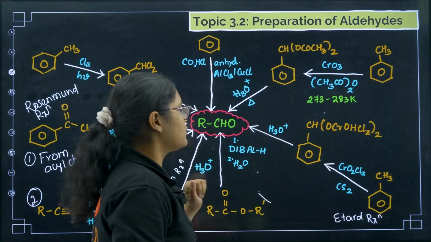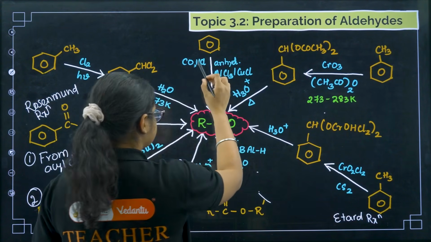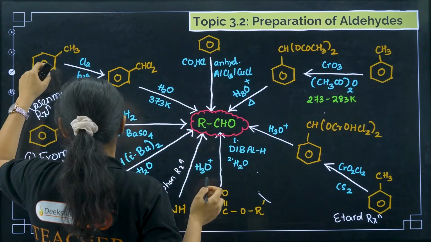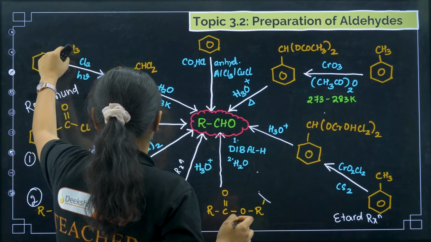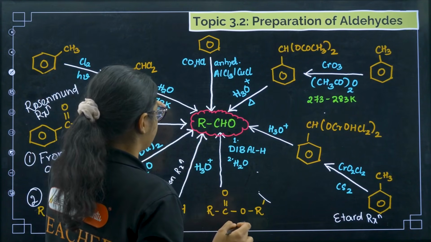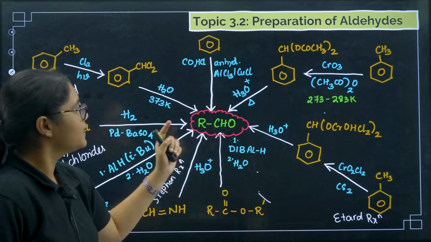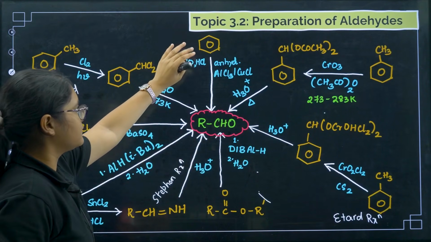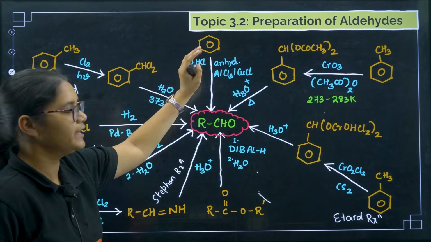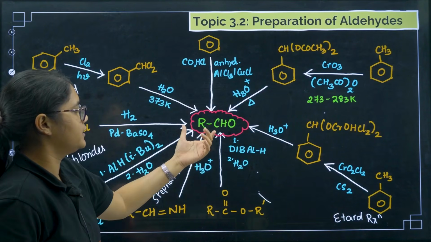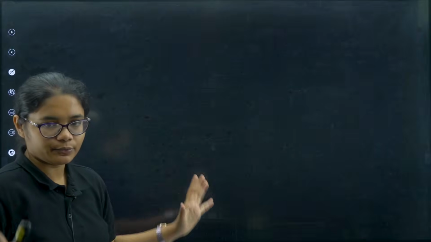The second one was what? Side chlorination. If you do side chlorination, so here if you treat it with chlorine and hν, this H gets replaced with chlorine, then you treat it with water and it will get hydrolyzed and you will get aldehyde. Now the fourth one is the Gattermann-Koch reaction: take benzene, react with CO, HCl, AlCl3 or CuCl, and you will get RCHO. I know it is a little confusing, but we will do it once again.